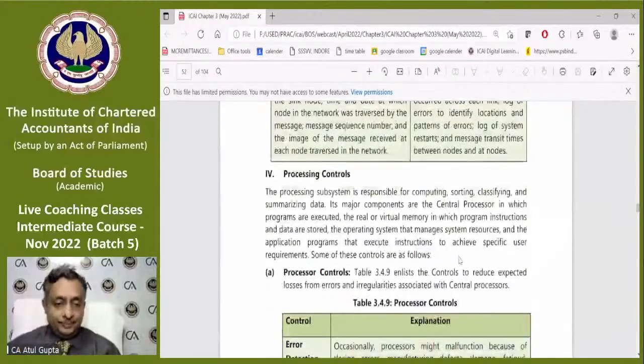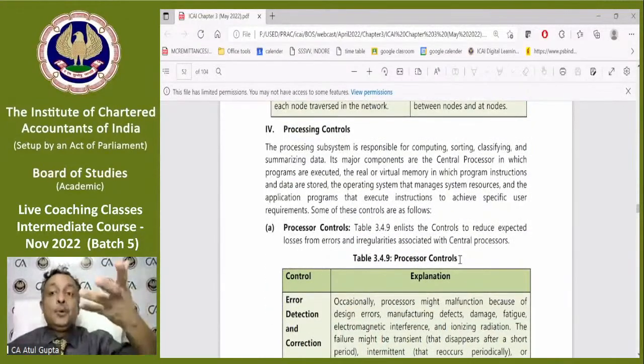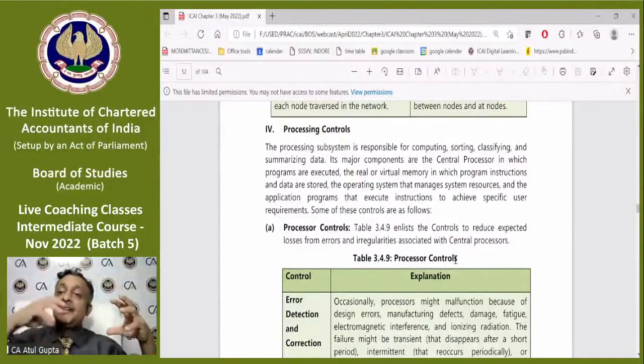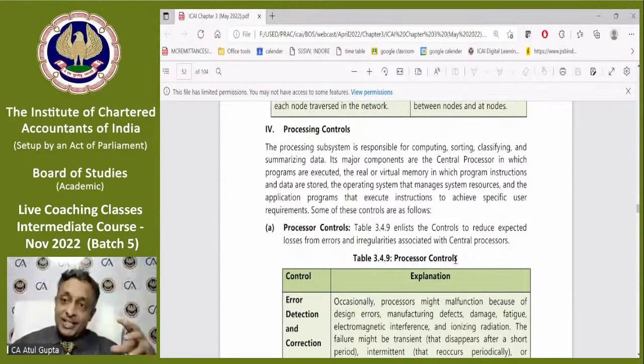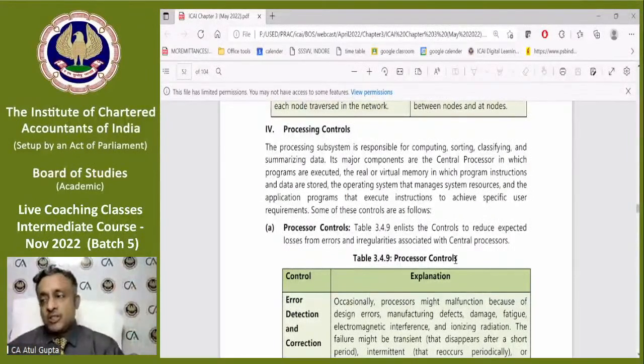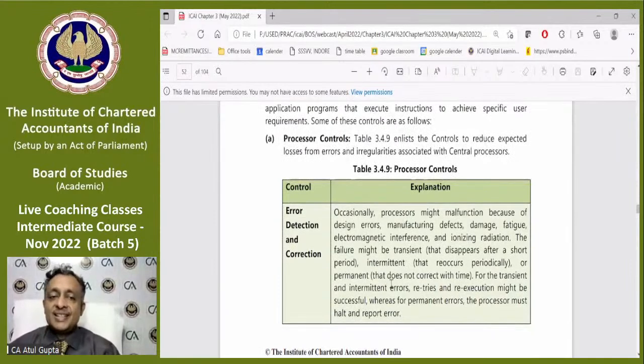Okay. Processing control. So input, communication, process. Process means when the raw material is being converted into finished goods, when the data is being converted into information, information will be used for decision making. There you require processing controls. So it requires control on error correction detections.